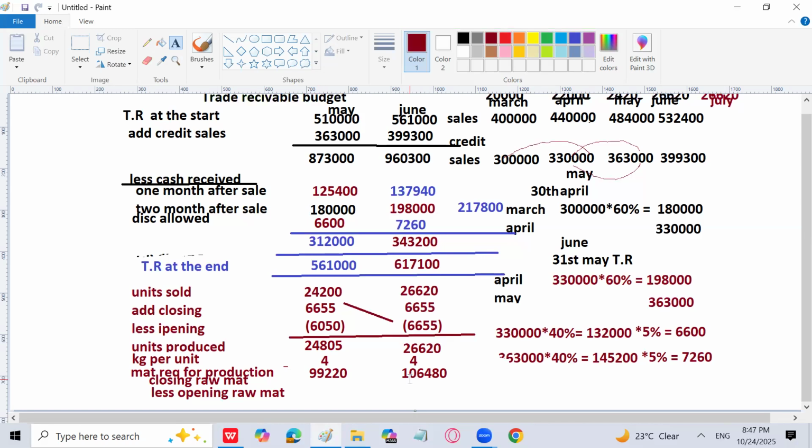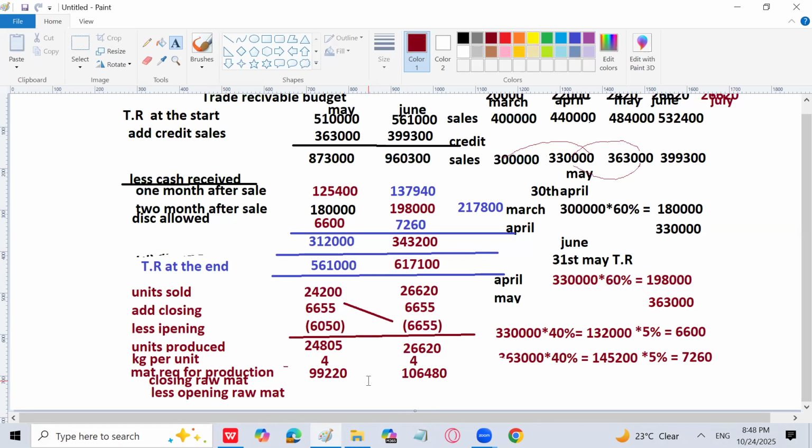Same is the case with here. The closing raw material is going to be the 6655 into the production requirement 4, and minus the same will come, because it will not change, because the closing units and the opening units are going to be the same. There is no difference in that. So the amount will remain the same, 106480. There is no change.